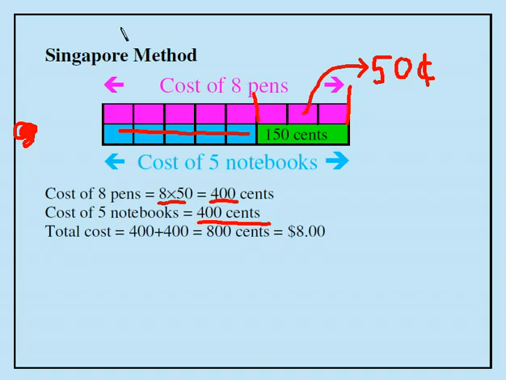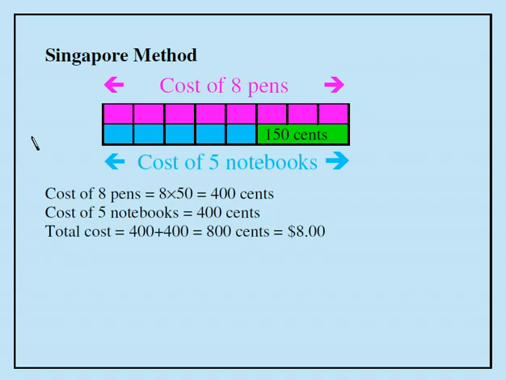Let's ignore that. I'm going to erase that. This is according to what we had. This is 50 cents. And that times 5 is 250. 250 plus 150 is 400. So it makes sense. It's correct. The total cost is 400 plus 400, or 800 cents, or $8, just like we did before.